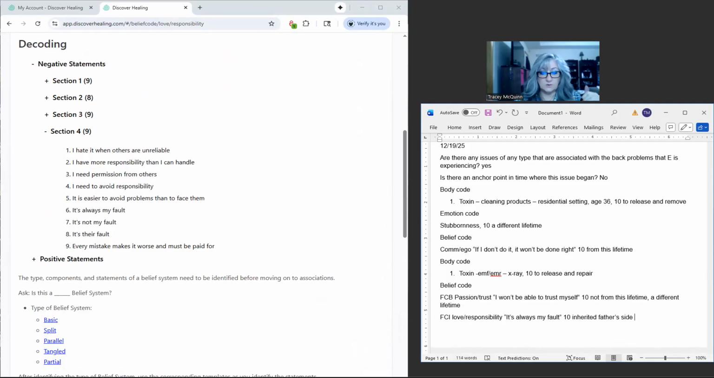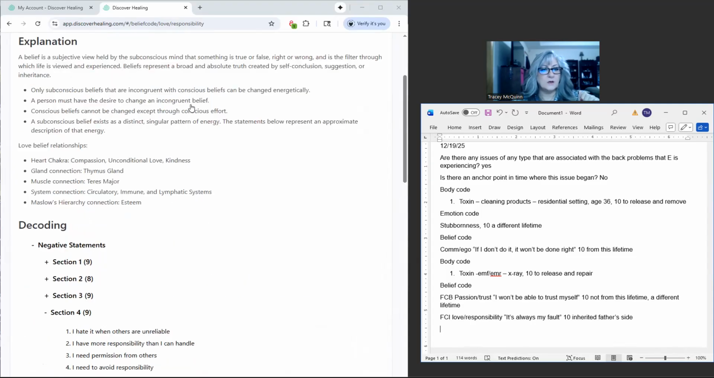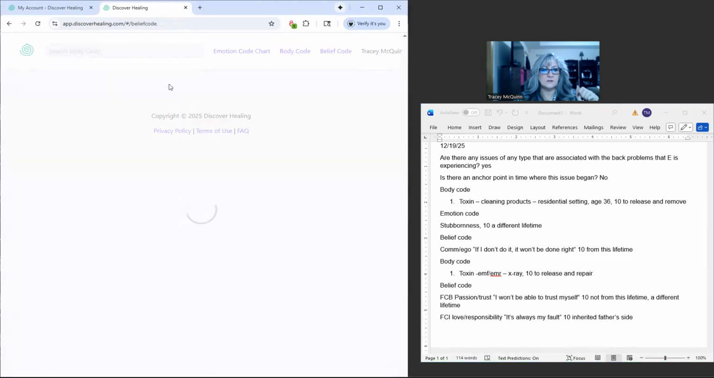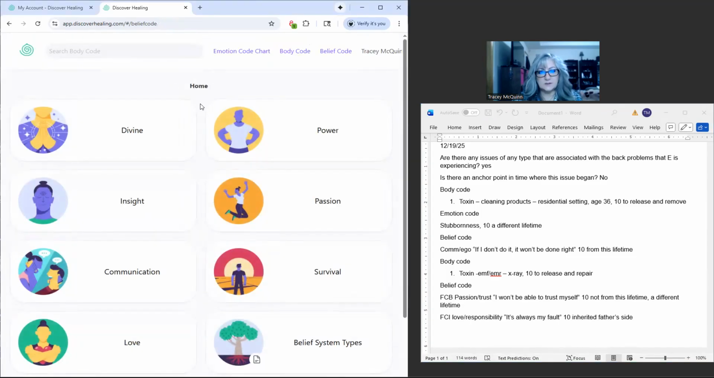All right. So is there more we need to know about that? Is there another faulty core identity? Are there any other beliefs in this belief system? Yes. Do they fit the structure of the basic tree? They're just, as I call them, stragglers then. Okay. So let's go find what other beliefs are in this belief system.